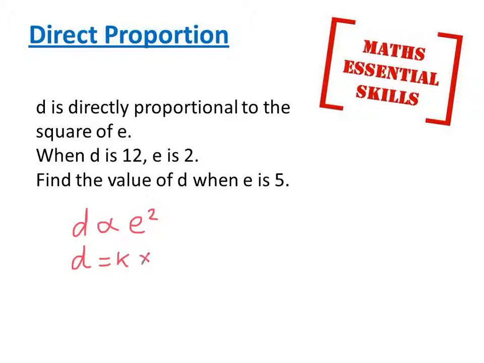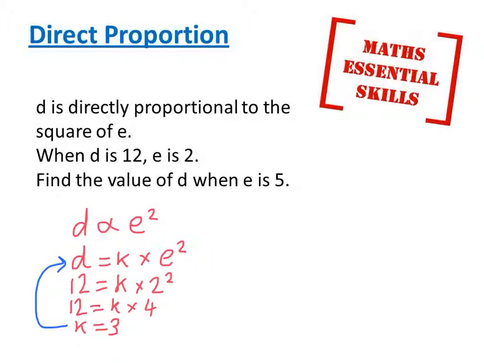K times by E squared. Remember, if it's an inverse proportion, it's K divide. Now let's substitute our numbers in. When D is 12, E is 2. Let's just neaten that up, because 2 squared is 4. Dividing both sides by 4, we quickly work out that K is equal to 3.